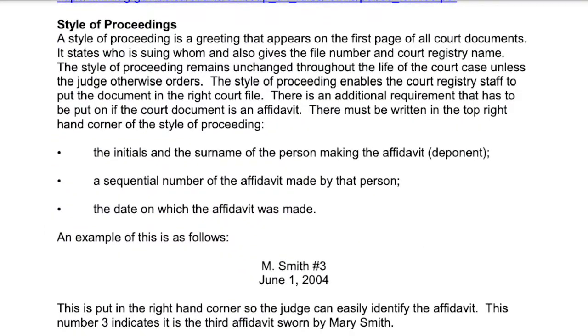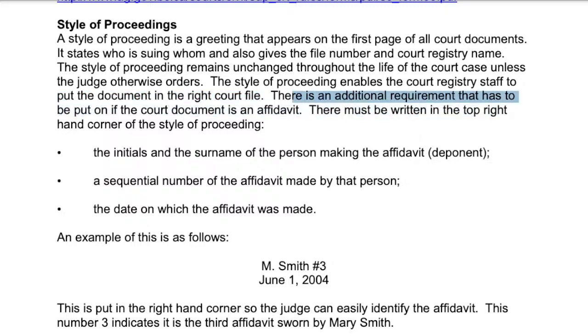Style of proceedings. A style of proceeding is a greeting that appears on the first page of all court documents. It states who is suing whom and also gives a file number and court registry name. The style of proceeding remains unchanged throughout the life of the court case unless the judge otherwise orders. The style of proceeding enables the court registry staff to put the document in the right court file.